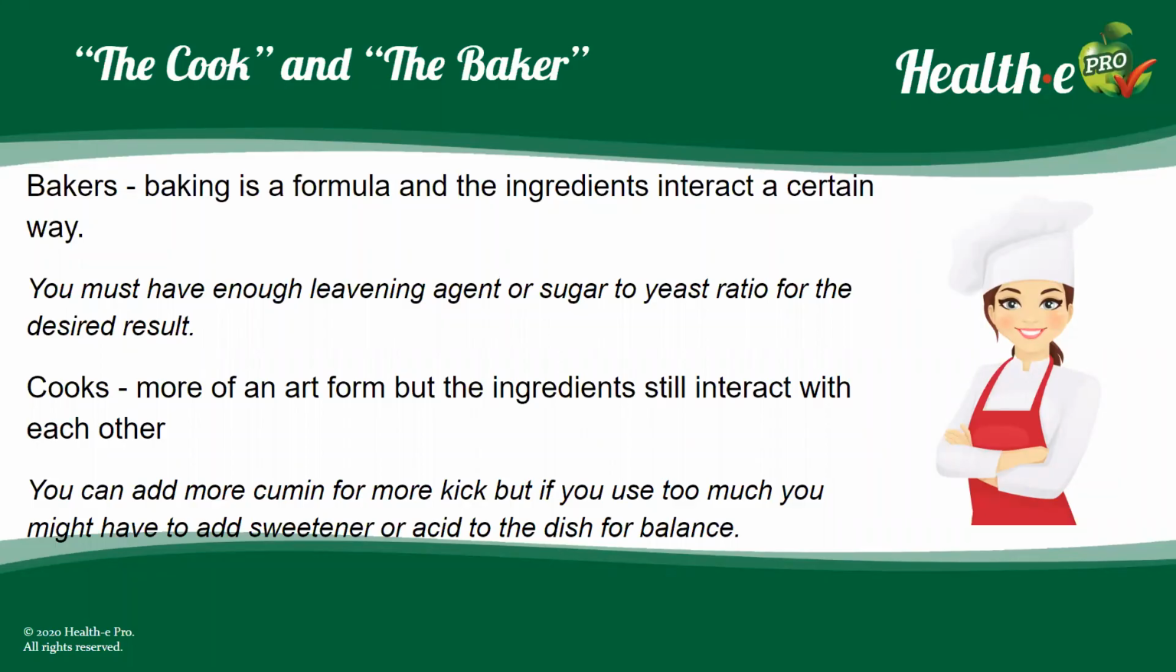Typically, a baker is very precise, scientific, and uses a recipe regularly. You have to follow the directions so that the ingredients like sugar and yeast interact in a certain way. Cooks traditionally have more flexibility in deciding what ingredients go together. For example, you could add more cumin for more kick, but if you use too much, you might have to add sweetener or acid to the dish for balance.